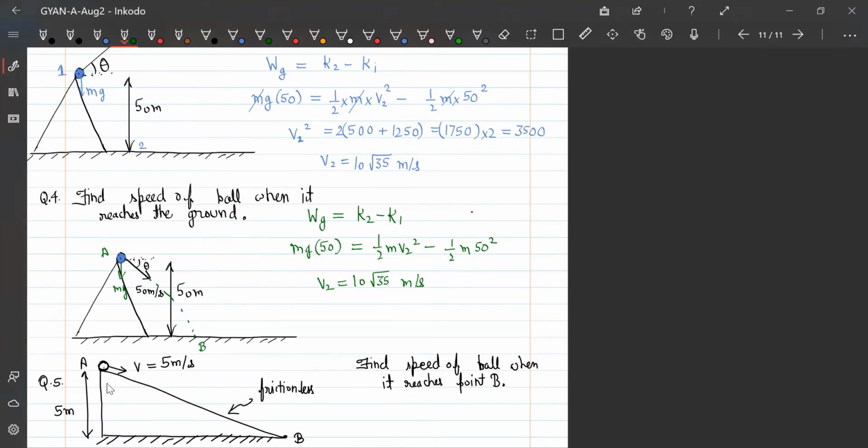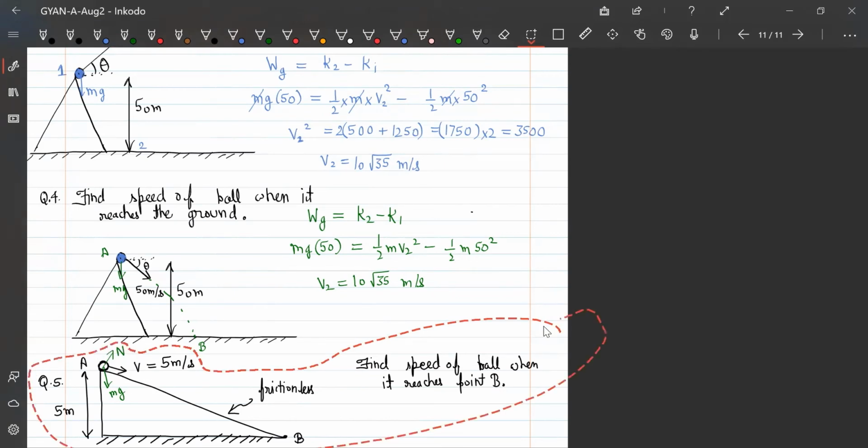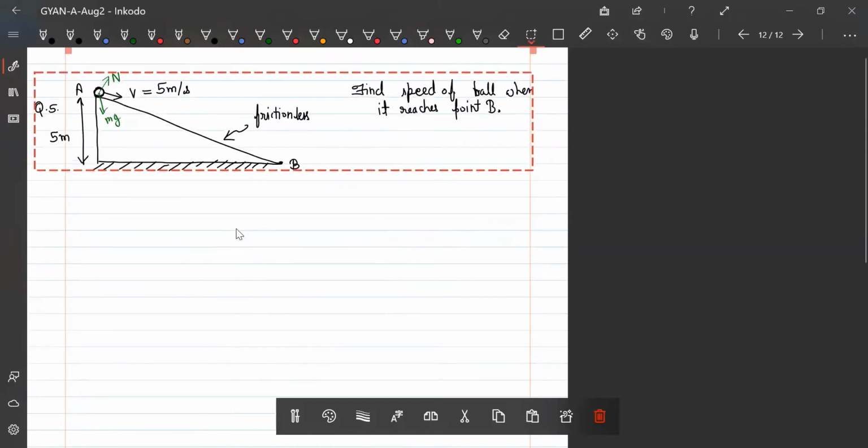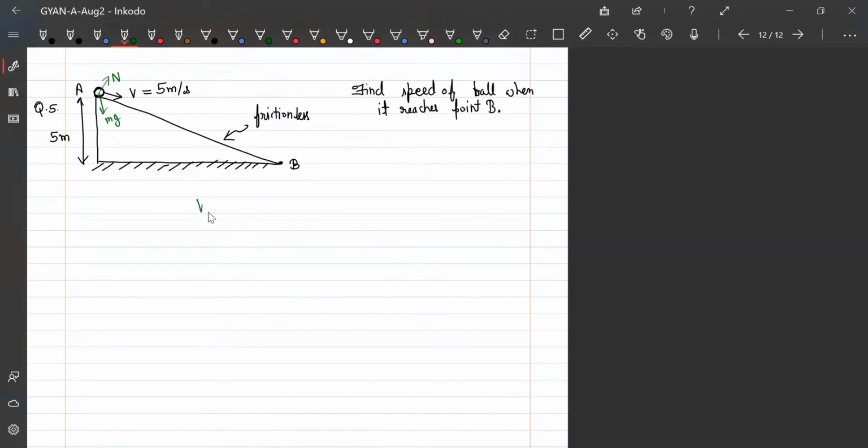इस पे दो ही फोर्स लगेंगे, एक तो mg लगेगा नीचे और दूसरा लगेगा नॉर्मल फोर्स. So work done में total work आएगा, I can write kinetic energy at B minus kinetic energy at A. Work done लिखेंगे work done by gravity plus work done by normal force. अच्छा Aditi, tell me what is work done by normal force? What will be the value of work done by normal force?